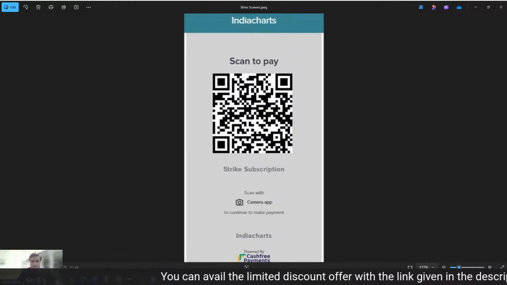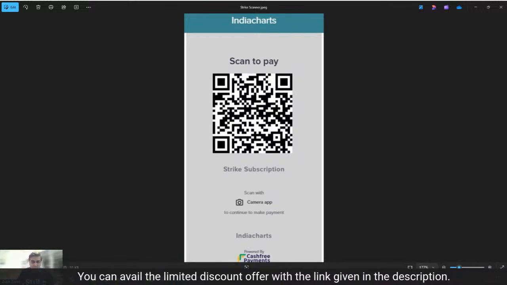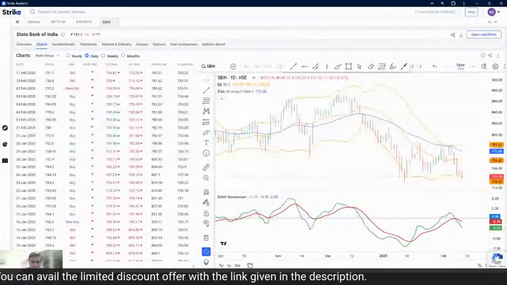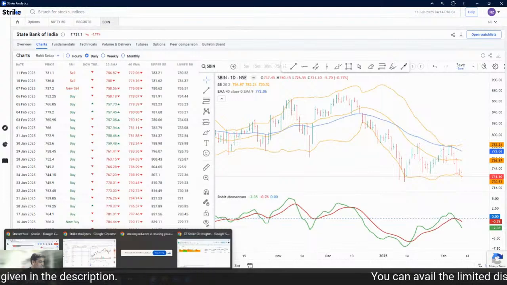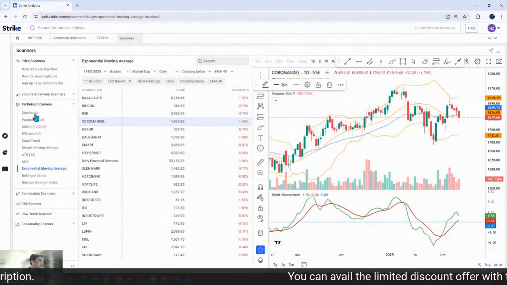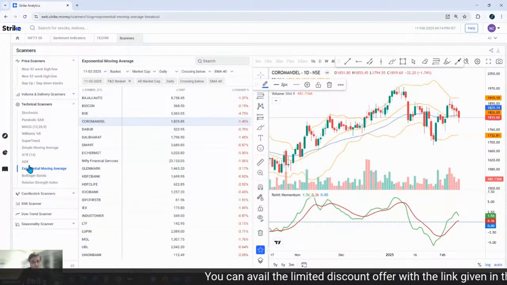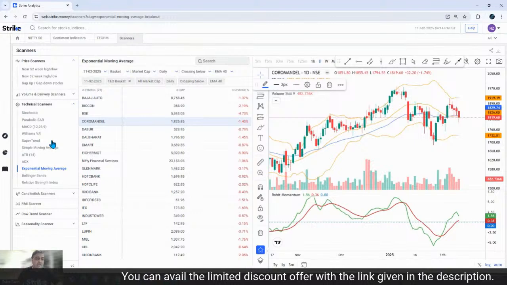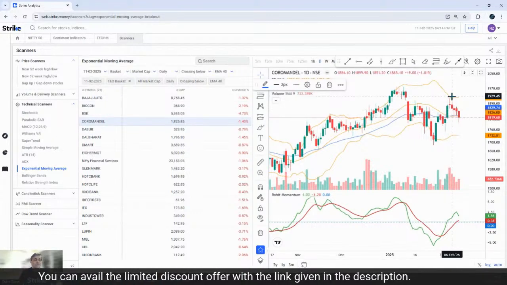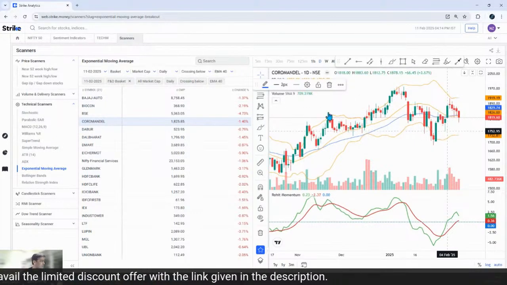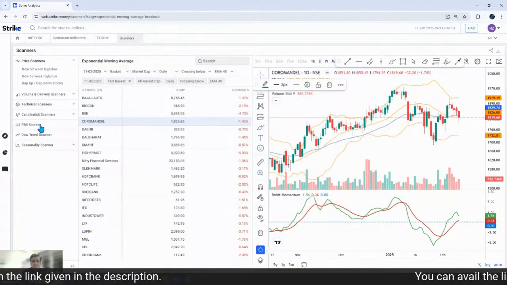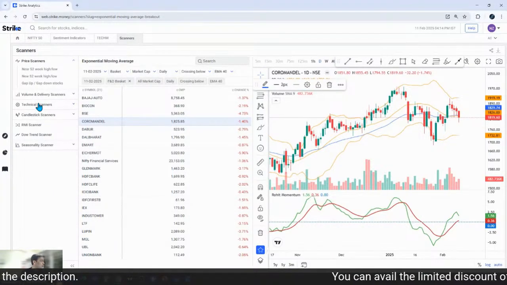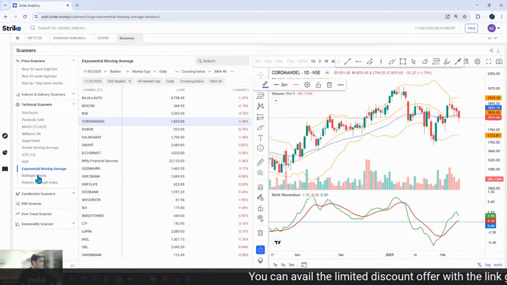Okay. So let me go back to this particular screen over here. So over here there are scanners. There is also one of my favorite indicators that I generally use, this Bollinger Band. So one way to find out stocks and then check the derivative data is through Bollinger Bands here.